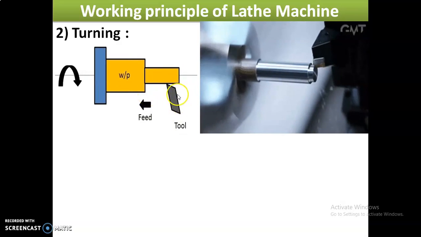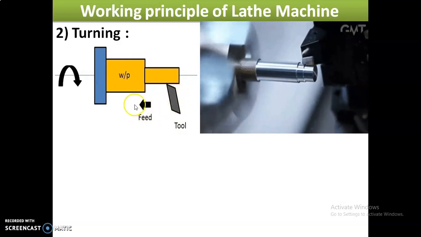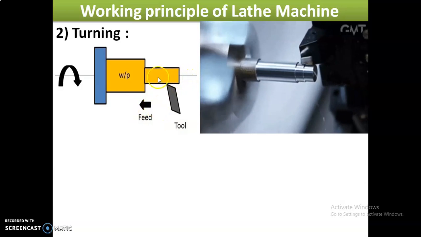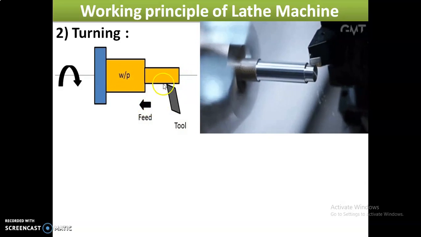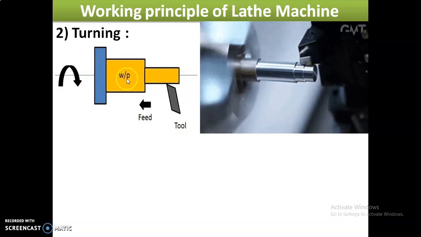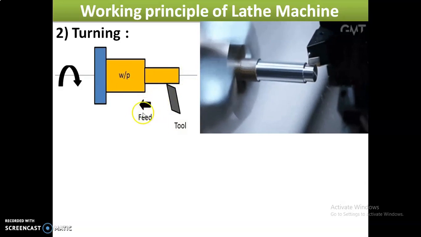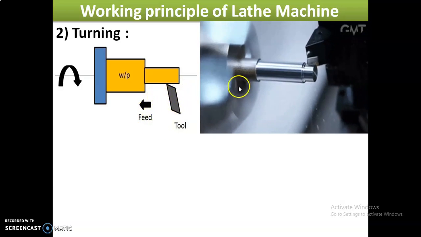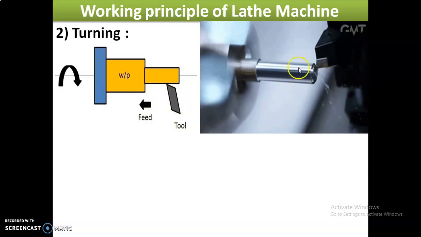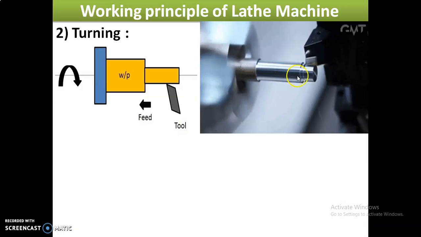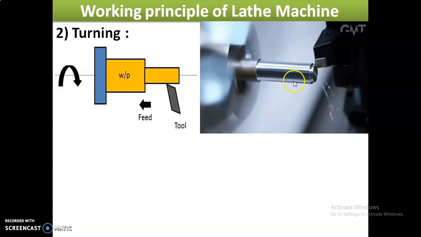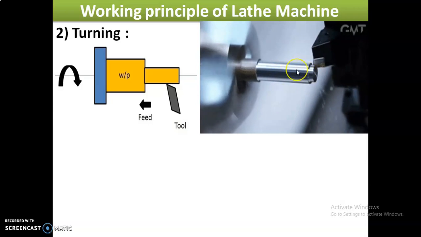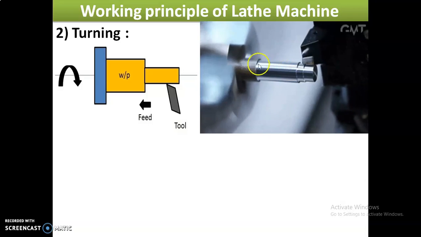This is a tool and this one is the feed direction. In a turning operation, the cutting tool should move parallel to the axis of the workpiece. What is turning operation? In turning, the excess material is removed from the surface of the workpiece to produce a cylindrical surface of desired shape and size. During turning, the feed is moved along the axis of rotation of the chuck.